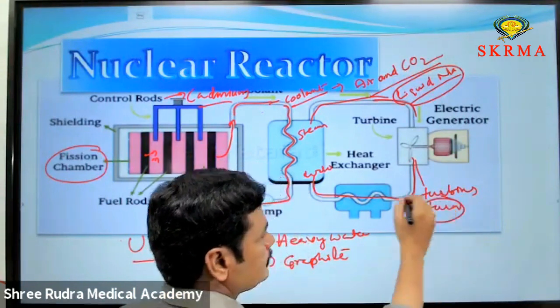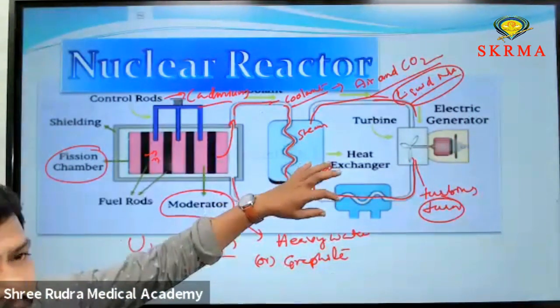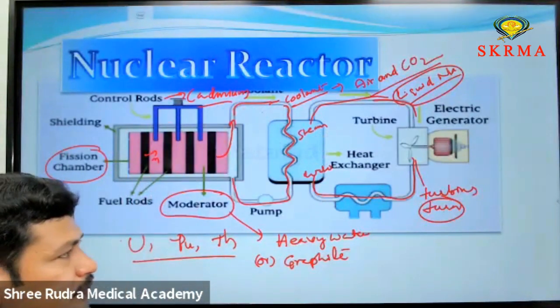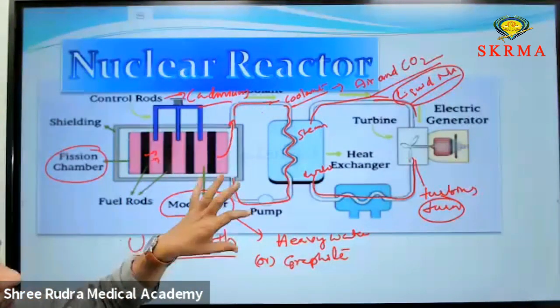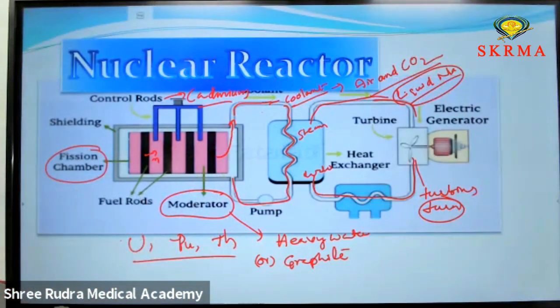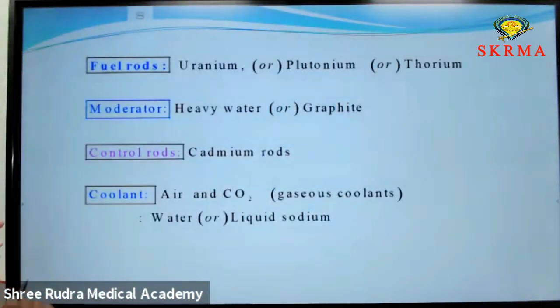Turbines. Hence, we can produce electrical energy from the nuclear reactor. This is the basic structure of a nuclear reactor. In this, we have to remember these three important components.